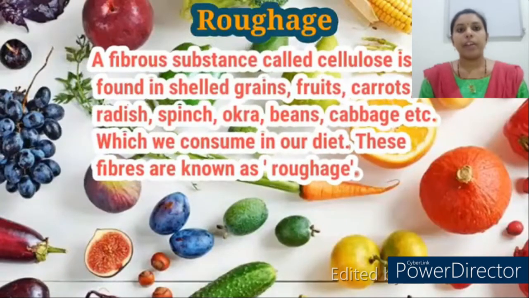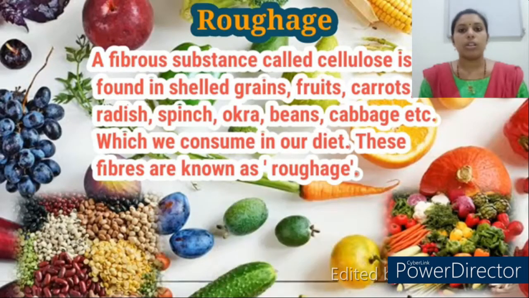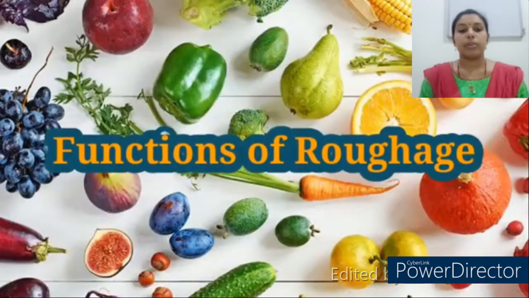Roughage or fiber. A fibrous substance called cellulose is found in shelled grains, fruits, carrots, radish, spinach, okra, beans, cabbage, etc., which we consume in our diet. These fibers are called roughage.